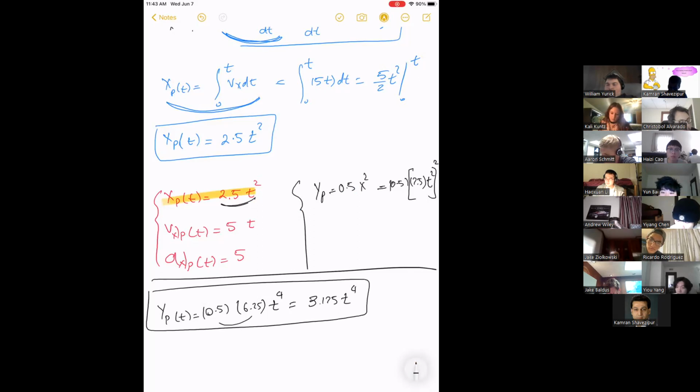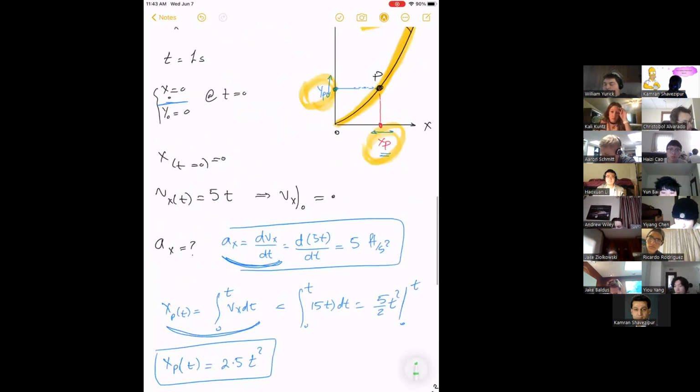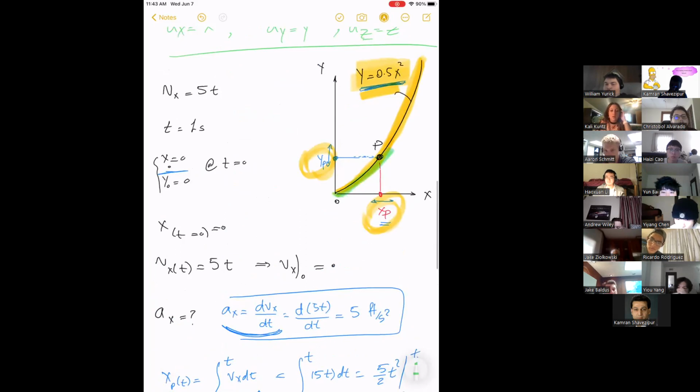So if my X goes like this and my Y goes like this, then the particle P is going to move on this curve, right? Because we relate X and Y with this equation. Do you guys follow?